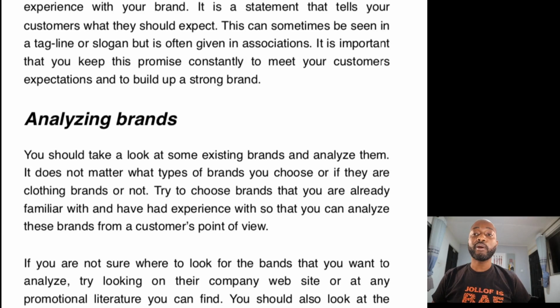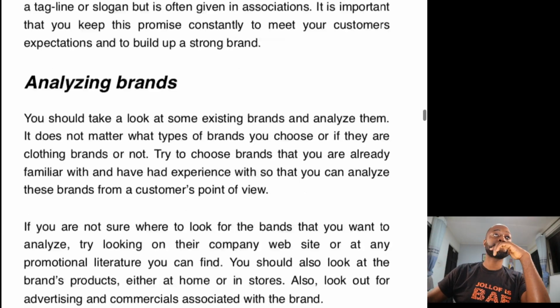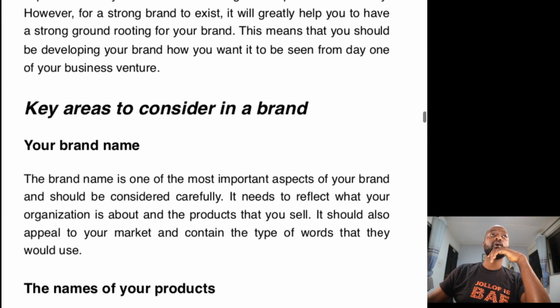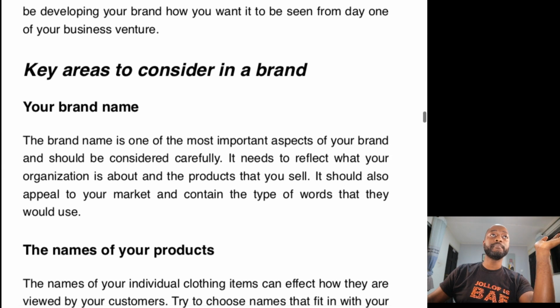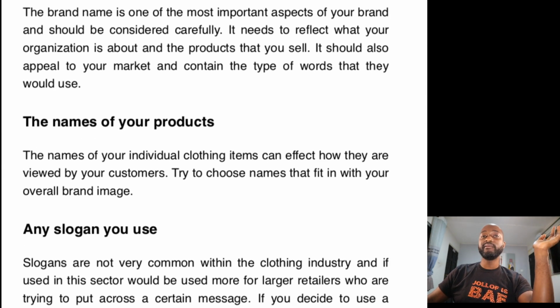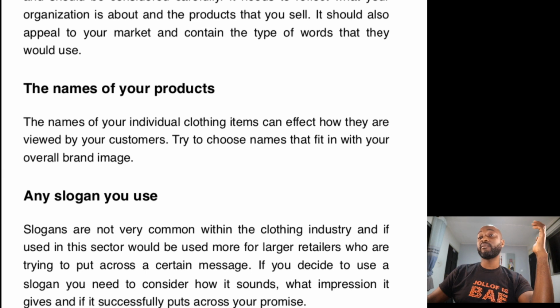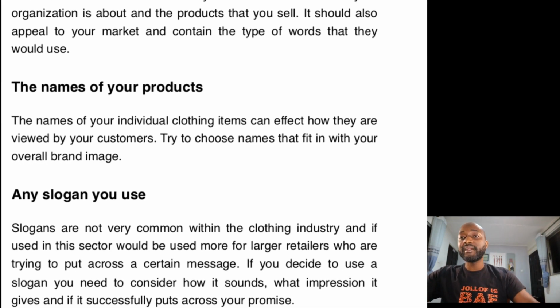You've got to do a lot more work. You've got to do a lot of things that would help bring this brand out, right? Okay, so developing your own brand. Key areas to consider: your brand name. It's really, really important. The names of the products. Some people might create a shoe and call the shoe different kinds of names.